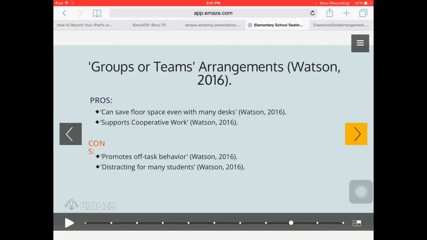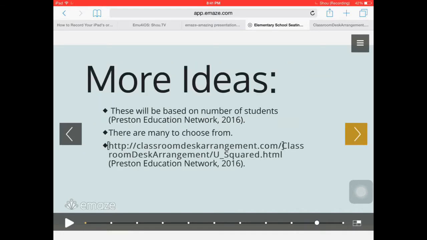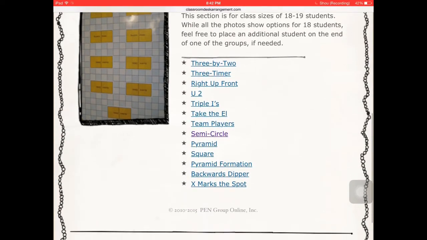Some more ideas are actually on the site www.classroomdeskarrangements.com, and they're published by Preston Education Network, and I'll have the site in the works cited as well. So if we click on that link right there, it brings us to the site, and it's pretty much based on how many students you have in your class. So if you have 18, you're going to click on 18. And then you're going to scroll down to the list that they have. And let's say I click on semicircle.